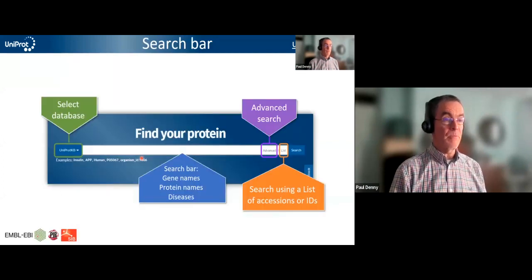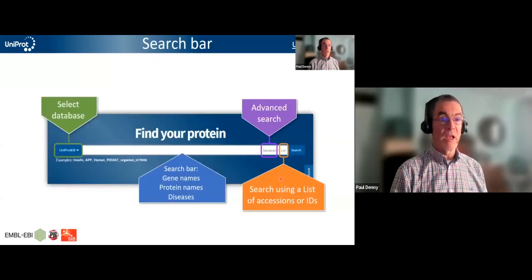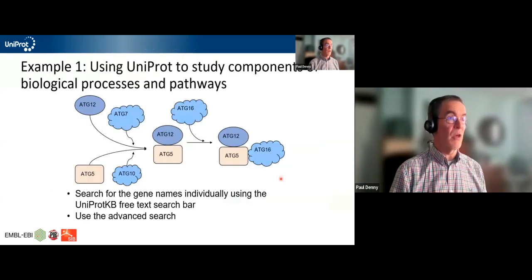Zooming in on the search bar, this allows you to type any free text to perform a search with. It could be a gene name, any number of different forms of text, or a unique identifier. And then highlighted here are also links to the advanced search and a way of obtaining, if you're working with a list of accessions or gene IDs, how you can directly enter those into the website and search with those.